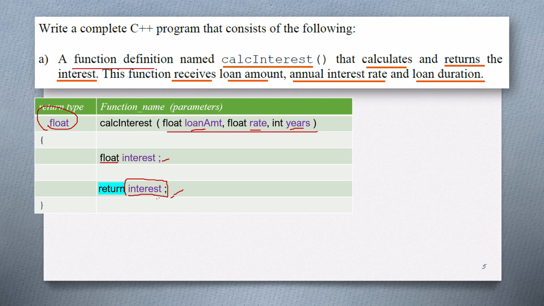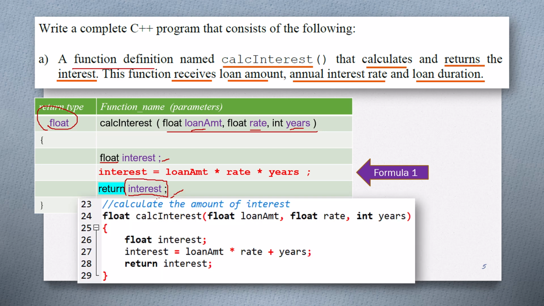Next, it calculates the interest. How do we calculate the interest? As in the previous section, we have the first formula, so just use the first formula here to calculate the interest. So we are done with the core interest function. When you translate this draft into C++ statements, it will become like this. So you have the function definition to calculate the amount of interest.